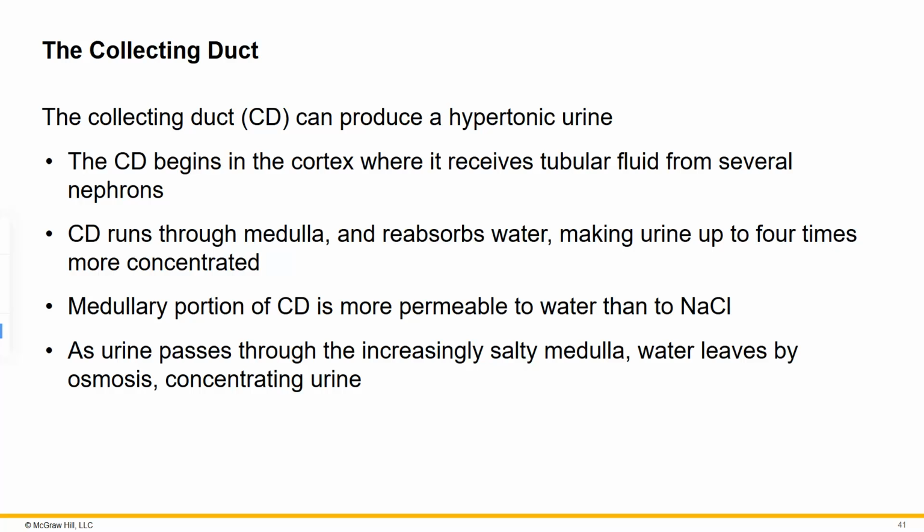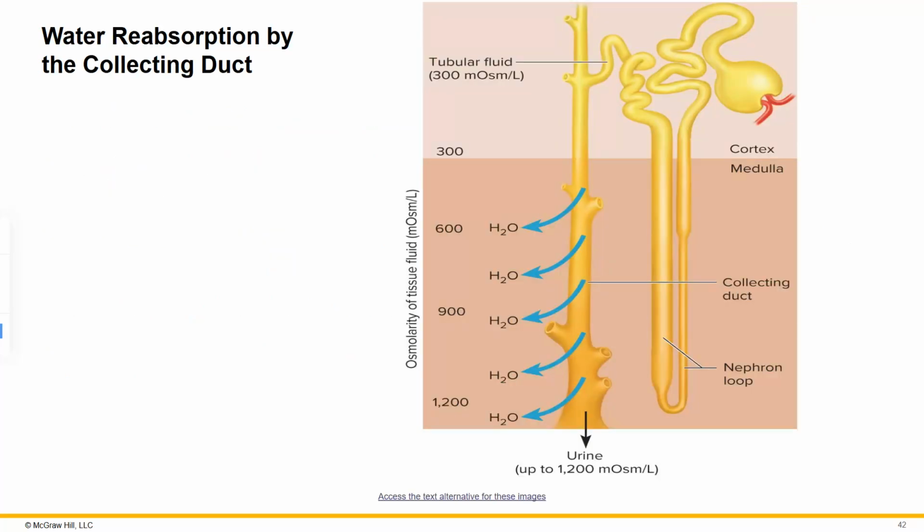The collecting duct can produce a hypertonic urine. The collecting duct begins in the cortex where it receives tubular fluid from several nephrons. It runs through the medulla, reabsorbs water, making urine up to 4 times more concentrated. The medullary portion of the collecting duct is more permeable to water than salt. As urine passes through the increasingly salty medulla, water leaves by osmosis, concentrating the urine further. And this shows that happening. So as the osmolarity of the tissue increases, water is encouraged to be reabsorbed more and more and more.